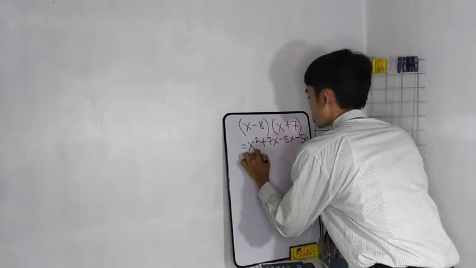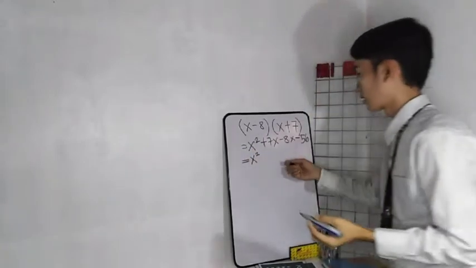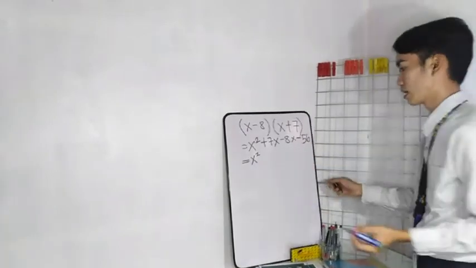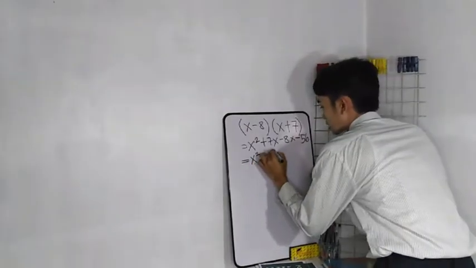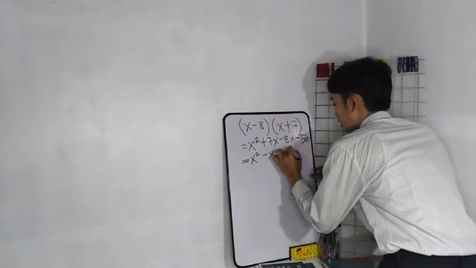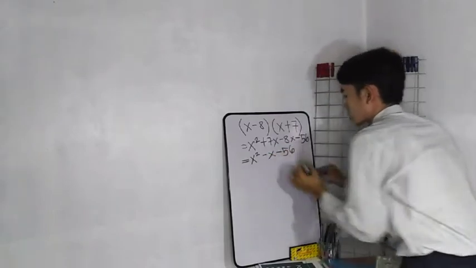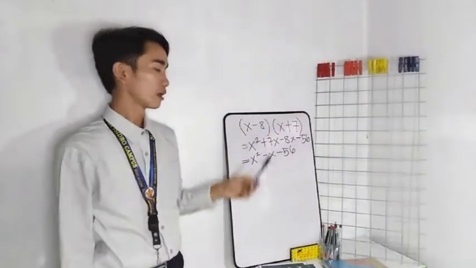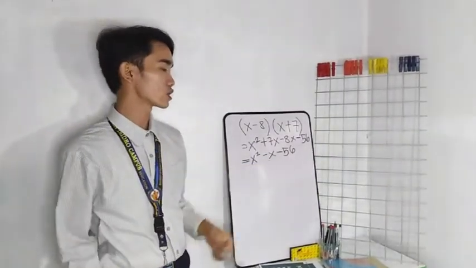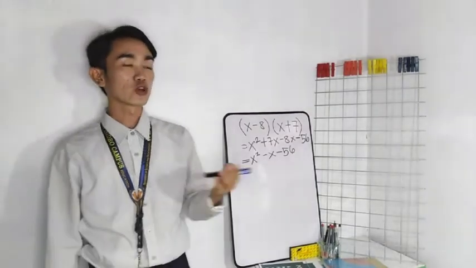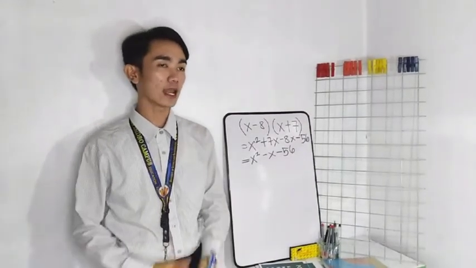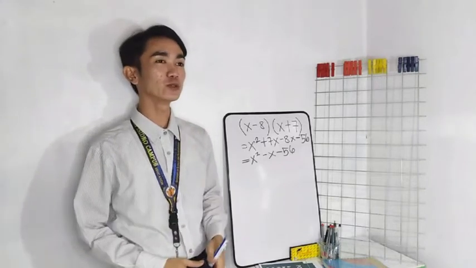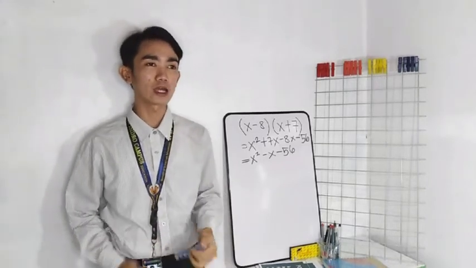So we have x squared. Positive 7 minus 8x is negative x. And the constant term is negative 56. So the final answer is x squared minus x minus 56. So your answer is correct, Eliza. How about the others? Very good. All of you got the correct answer.